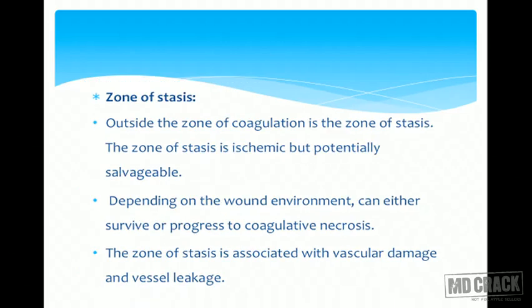Next we have the zone of stasis. Next to the zone of coagulation we have the zone of stasis. The zone of stasis is ischemic but potentially salvageable. Depending on the wound environment, it can either survive or progress to coagulative necrosis. So it can recover well with epithelialization, or it can undergo full thickness necrosis. The zone of stasis is associated with vascular damage and vascular leakage. So this is a borderline zone which can improve or deteriorate.